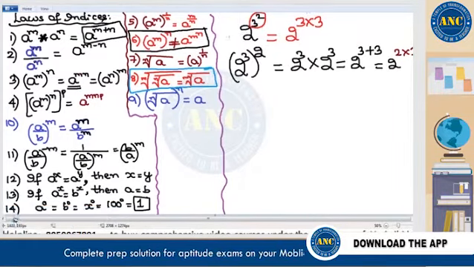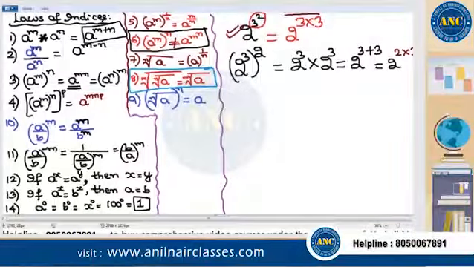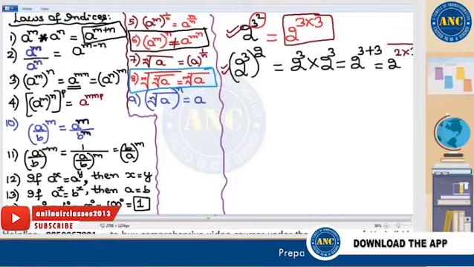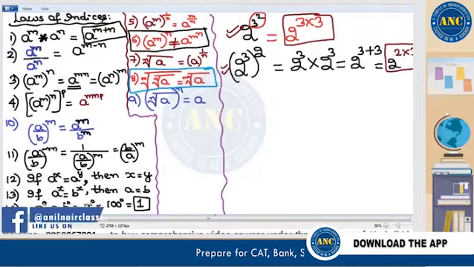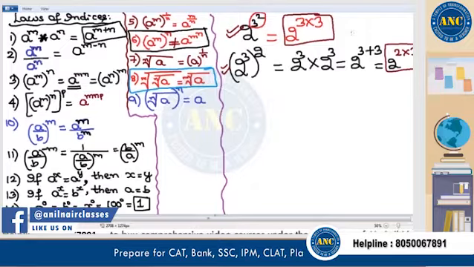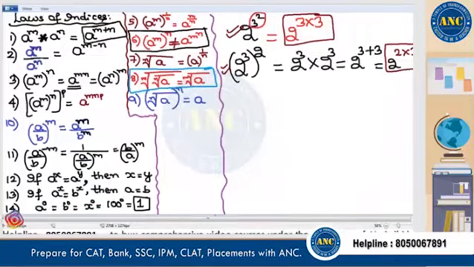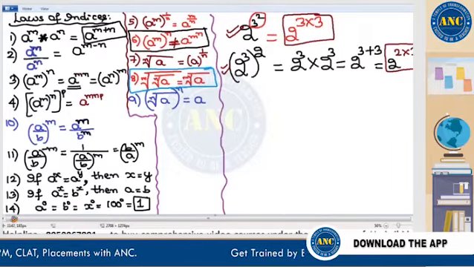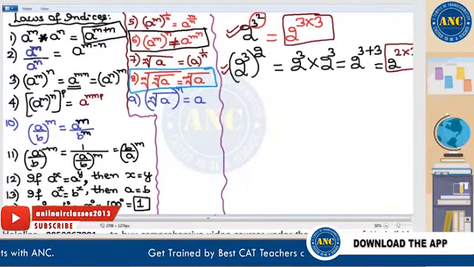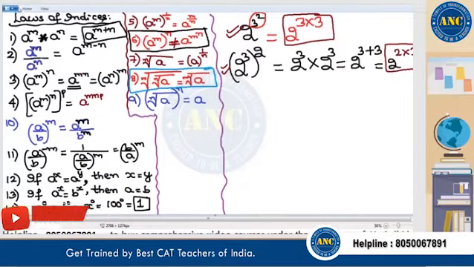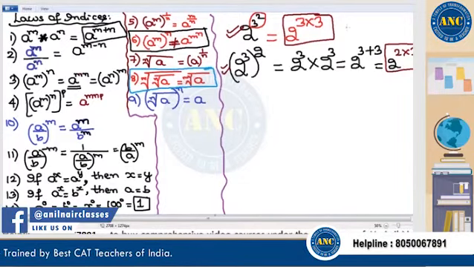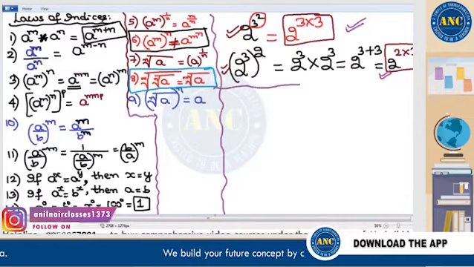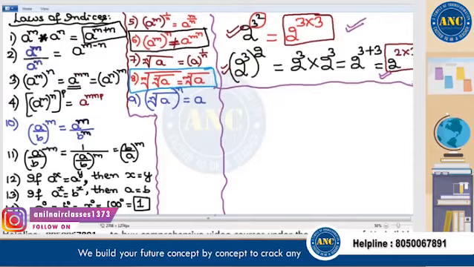Observe carefully. This particular value gives me 2 power 3 into 3, and this one gives me 2 power 2 into 3. They are definitely not the same. That is what I meant with the 6th key point: (a power m) whole power n is definitely not equal to a power m power n. So it is 2 power 3 into 3 in my first example and 2 power 2 into 3 in my second example. They are not equal.